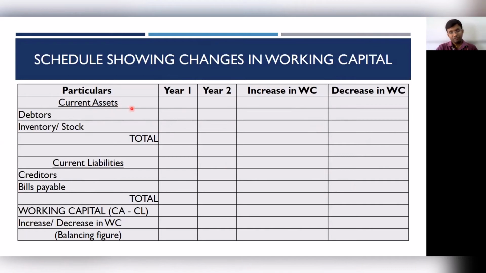Then in the schedule showing changes in working capital, you will be estimating the total current assets and the total current liabilities. The difference between these two will help you to understand how much the working capital is. So this is how we go about with the preparation of the schedule showing changes in working capital in a company.